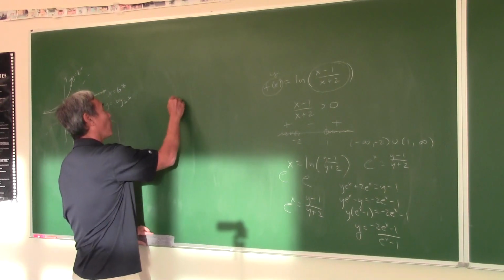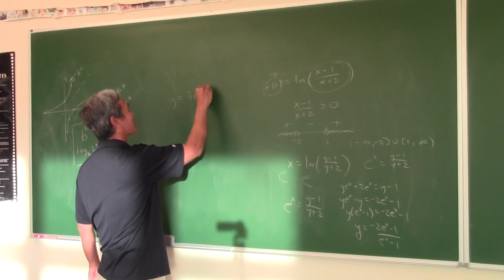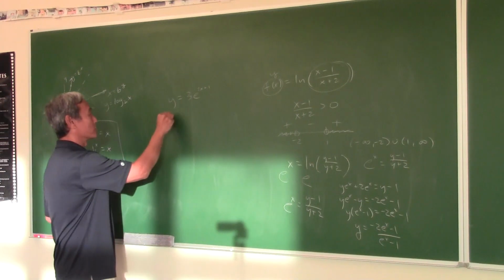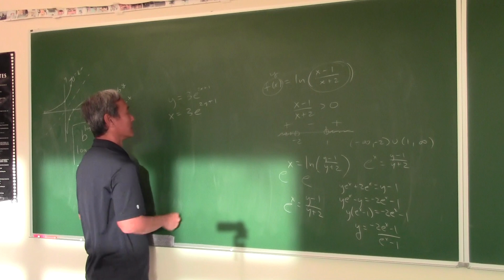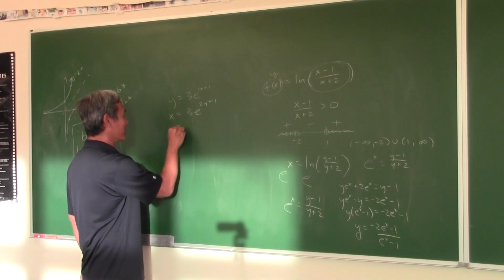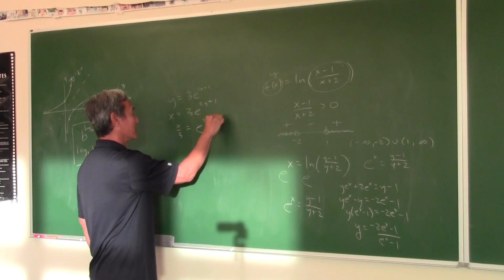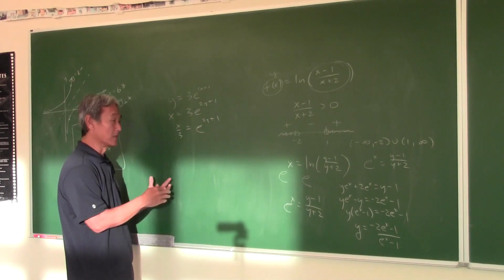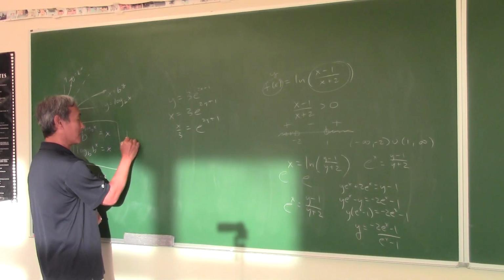What if you had y equals 3e to the 2x plus 1? How would you find the inverse of that? Well, you switch the x's and y's. Okay, then divide by 3, because you want to isolate this term here, the e. And then, now, if you want to, you can do what you did last year, change it to log form. Which you would do like this.